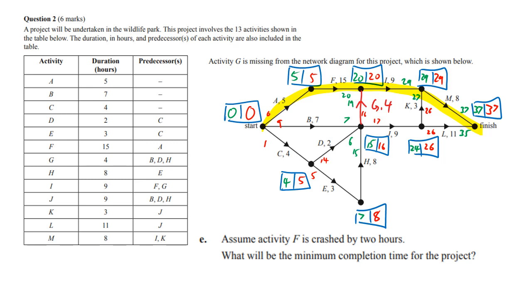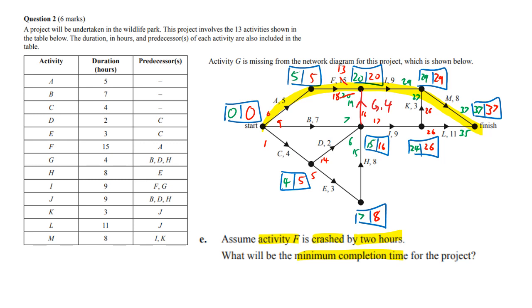Okay, so it says here, assume activity F is crashed by 2 hours. What will be the minimum completion time for the project? Now you've changed things, so let's go in and do some changes. So 15 becomes 13. That means 20 becomes 18. And now we're comparing 18 to 19.